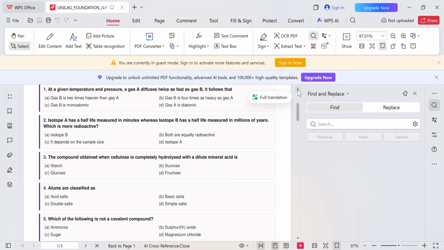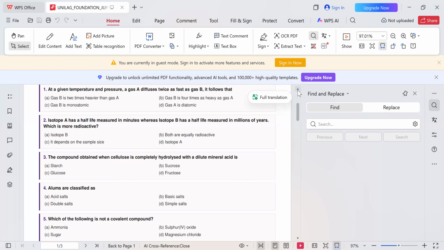Now, number 3, the compound obtained when cellulose is completely hydrolyzed with a dilute mineral acid is what? Now, what do we call cellulose? Cellulose is what is outside the cell. Of course, it's the cell wall. We call it cellulose or cell wall. Cellulose is a linear polysaccharide composed of beta glucose monomer units. When we hydrolyze it with acid, we get breakage of all glycosidic bonds. So when we break all the glycosidic bonds, we get glucose. So the answer is C.